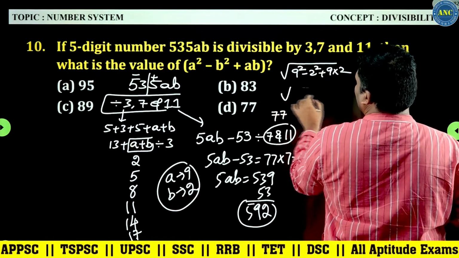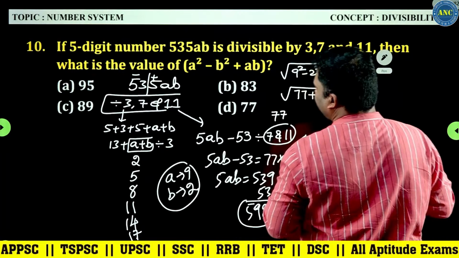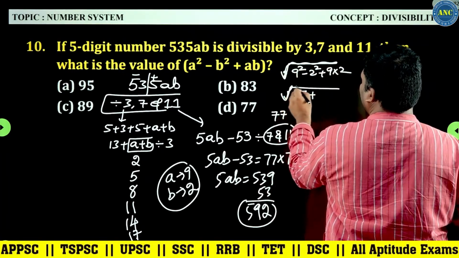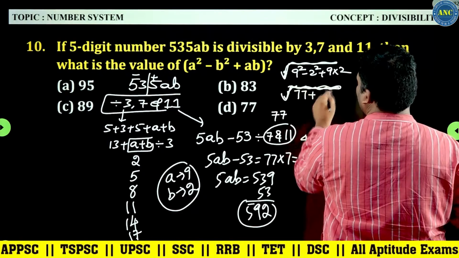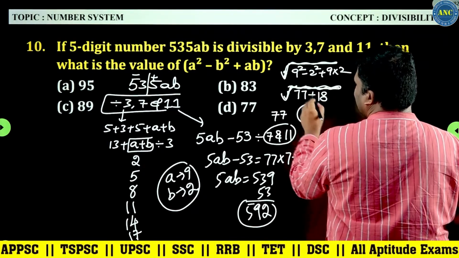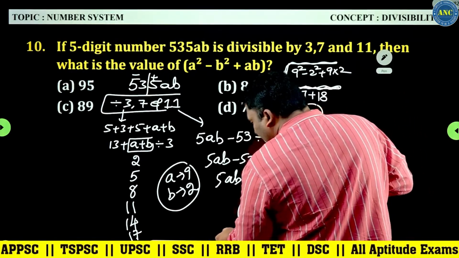So it is 81 minus 4, 77, plus... the square root is not there. 9 twos are 18. 77 plus 18. The answer for this question is 95.